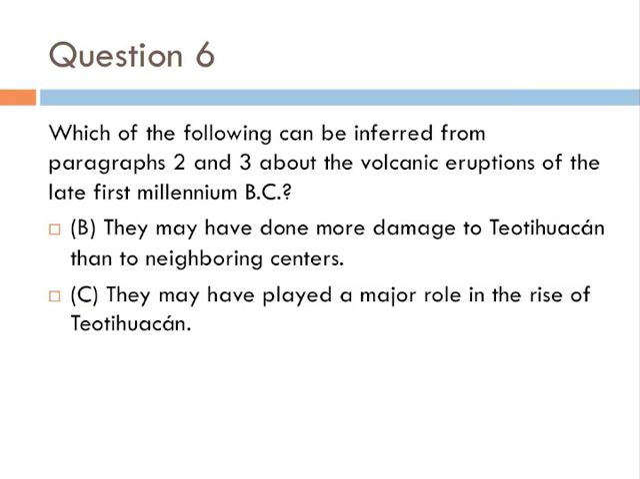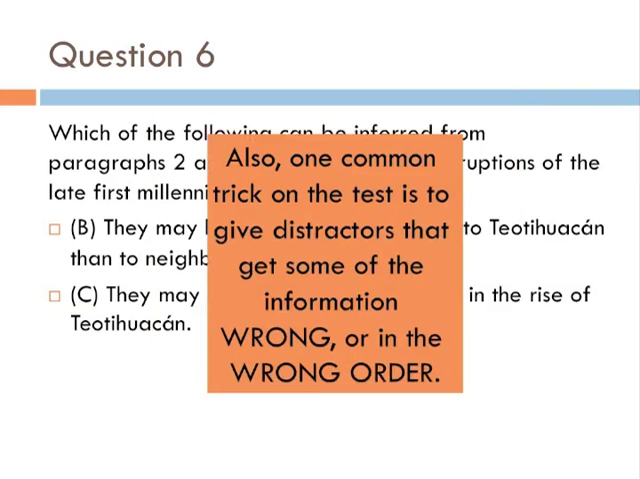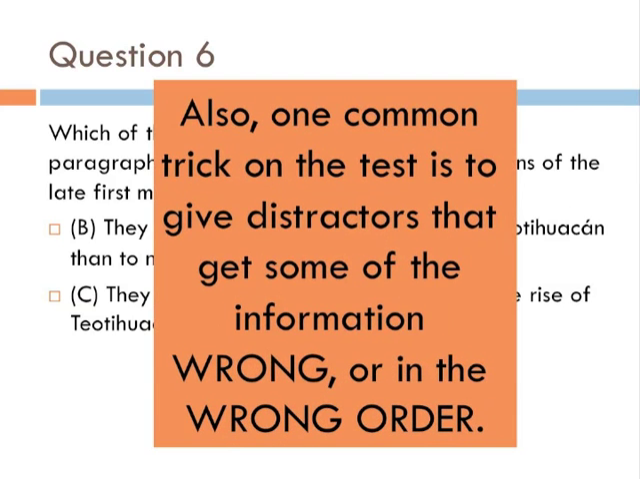All right, now let's look at the 2 remaining choices. The 2 remaining choices include some of the same language, but do they have the same language basically stated in the same way? Remember, one of the other tricks could be that they have some information that's stated, but they have some of the information wrong. Remember, the correct answer is going to have basically the same idea as what's stated in the text. And as we said before, one common trick on the test is to get some of that information wrong or in the wrong order.